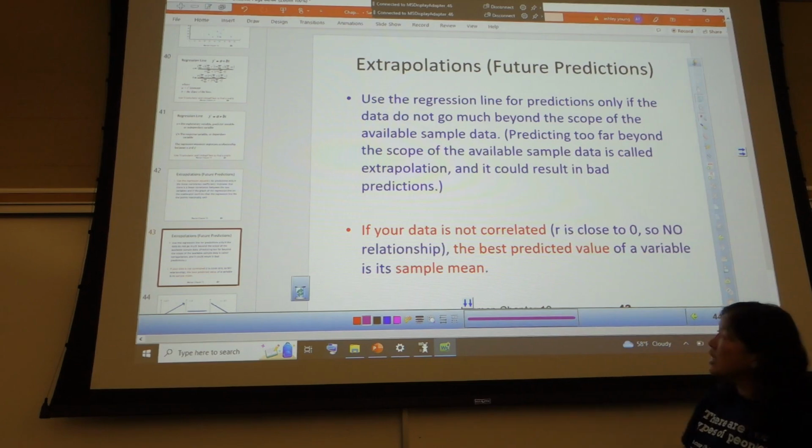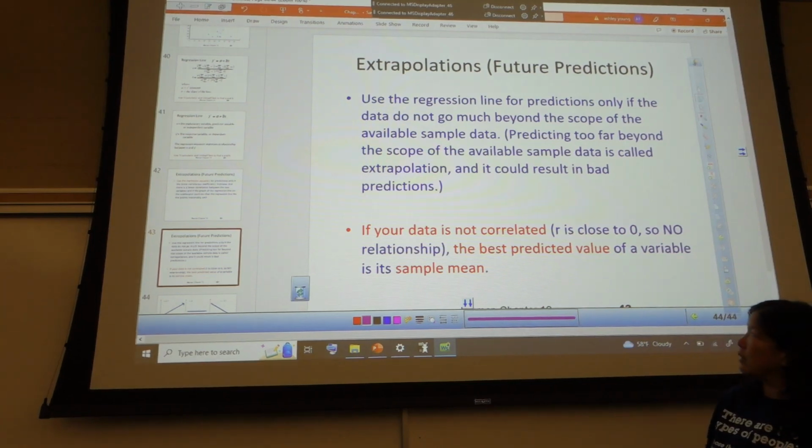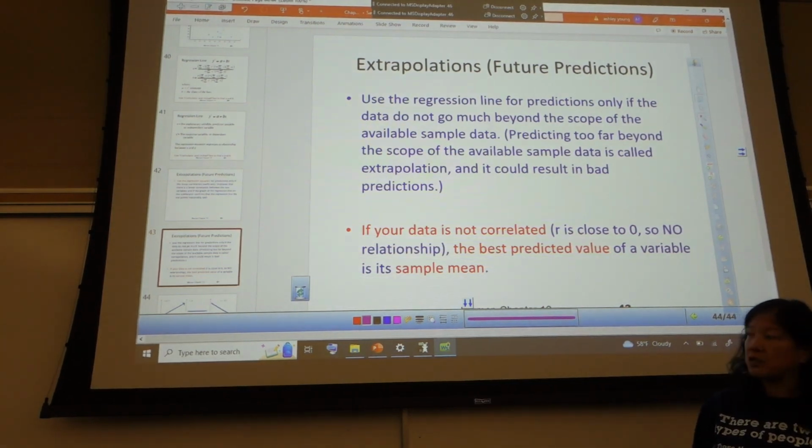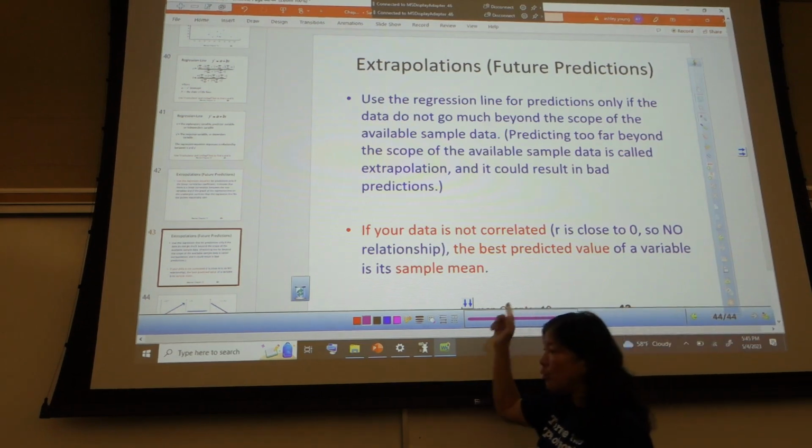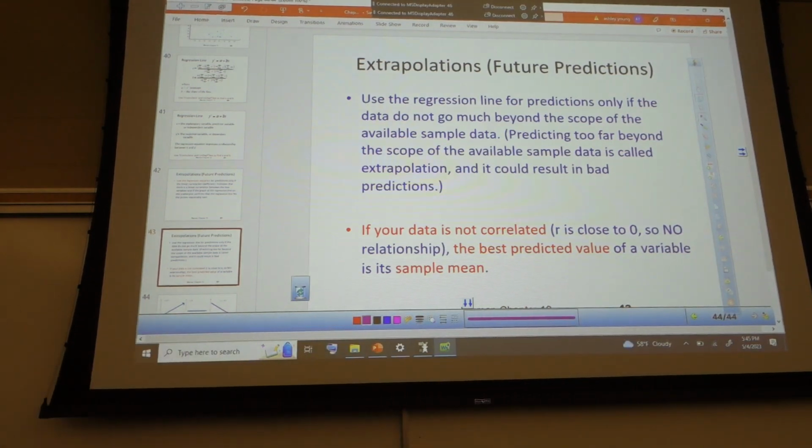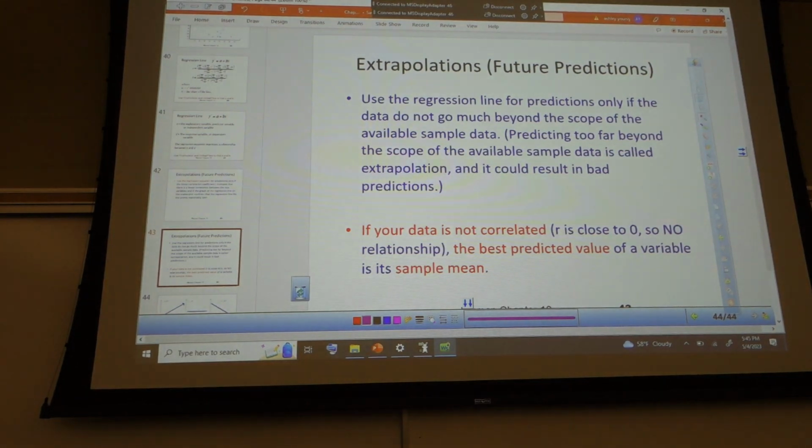The second one is if your data is not correlated, like shoe size and test score, then you can't use the line to predict. If your data is not a line, don't use a line. Instead, use the sample mean.